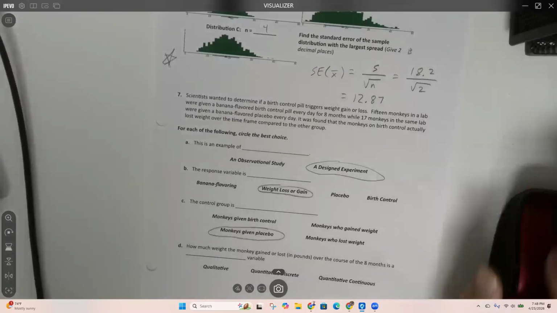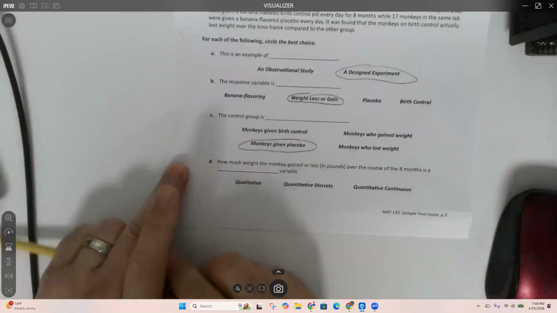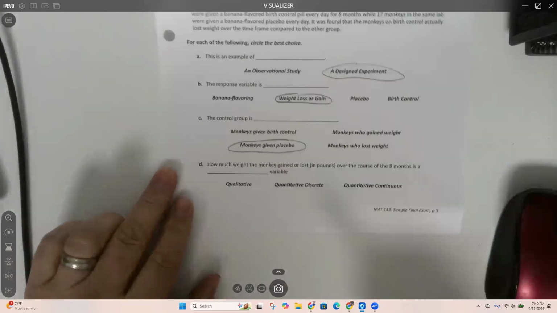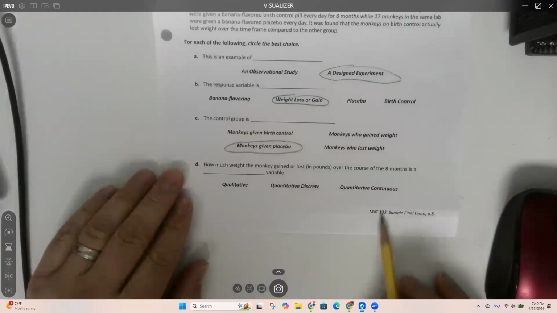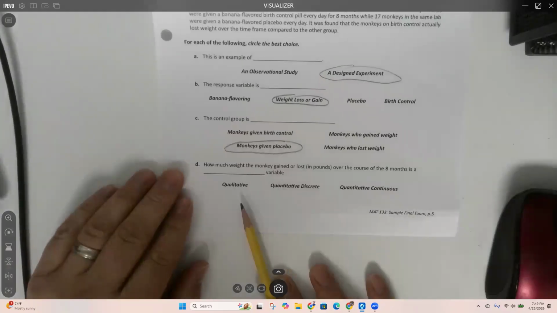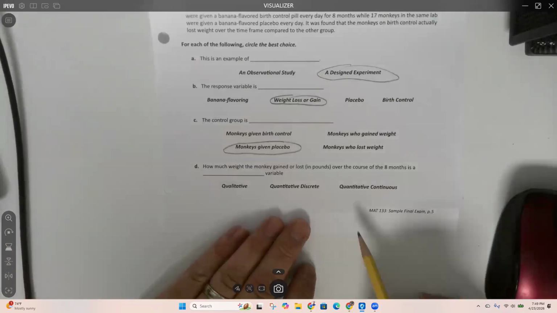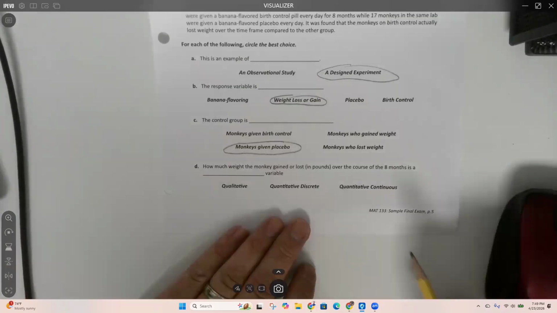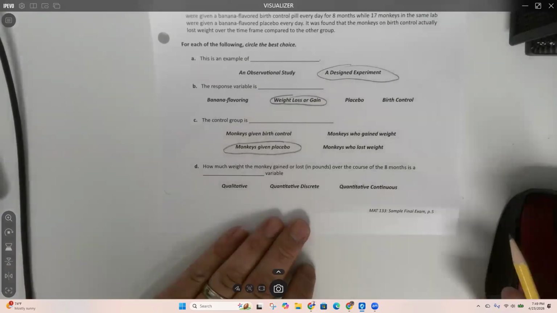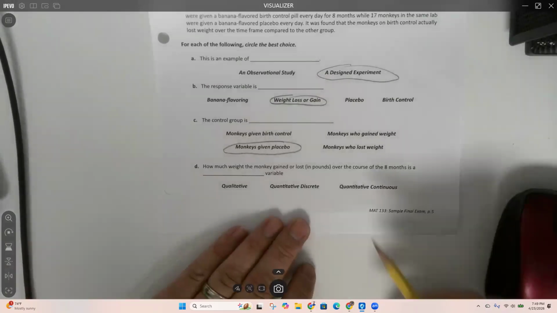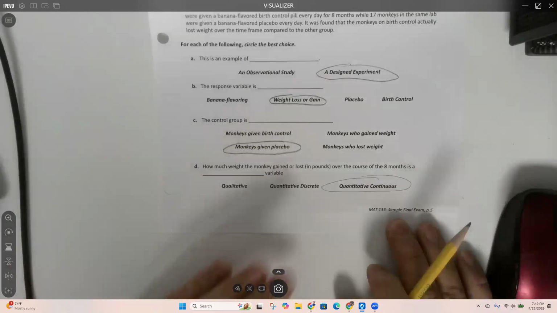All right. Oh, and I almost missed the last question here. How much weight the monkeys gained or lost over the course of the 8 months is qualitative, discrete, or continuous? So, can you lose like 5.5 pounds? Can you lose a decimal? Yes, you can. So that is continuous.